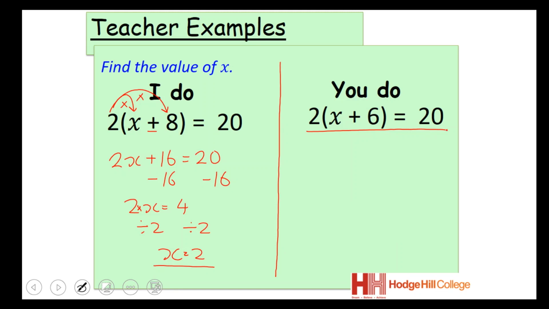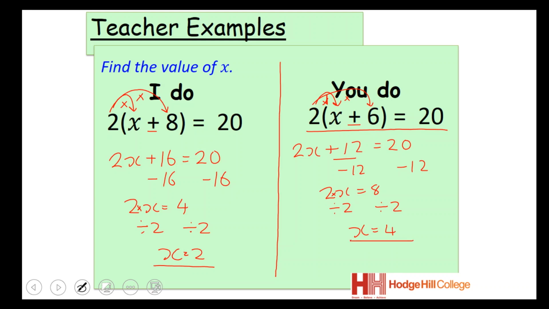Okay, so same again, you need to expand your bracket. And remember, expanding brackets means multiply. 2 times x is 2x. 2 times 6 is 12. Remember, this is positive, so we have plus 12 equals 20. So first, we need to move the 12. So you subtract 12 from both sides. You get 2x equals 8. 2x means 2 times x. The opposite of times, or the inverse of times, is divide. So you divide both sides by 2. So your answer that you should have got is x equals 4.